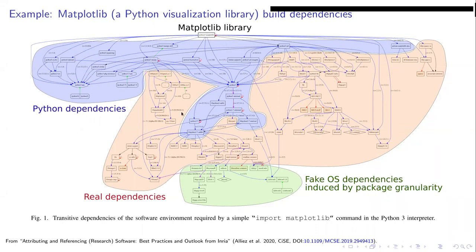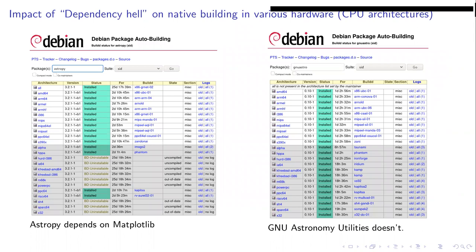There are so many dependencies, and this is just matplotlib. It is a dependency of that AstroPy package that I mentioned, which has much more complex dependencies than matplotlib. This is one of the simplest. So it's really a nightmare when you go down low level and actually want to make your work truly reproducible.